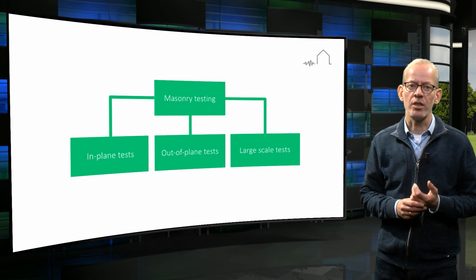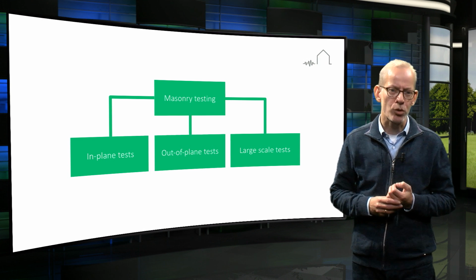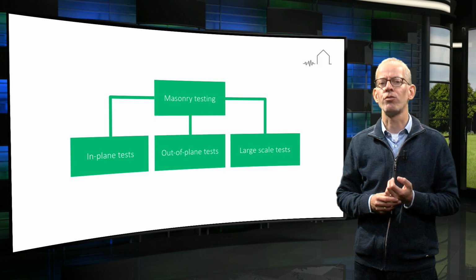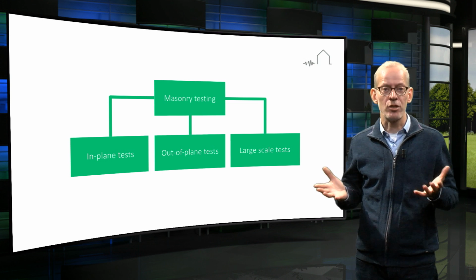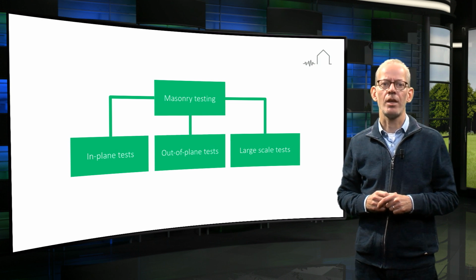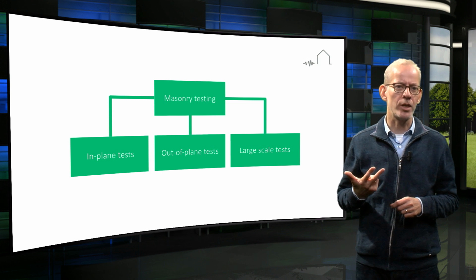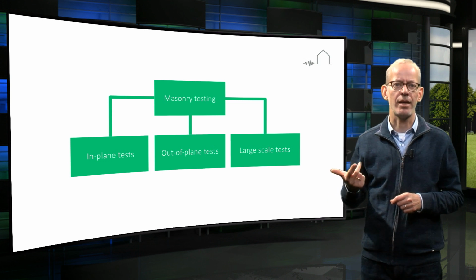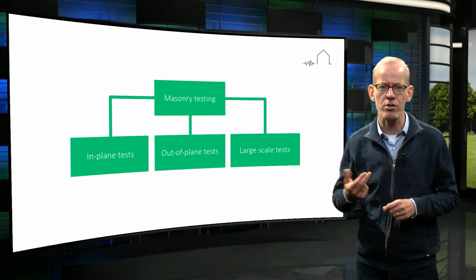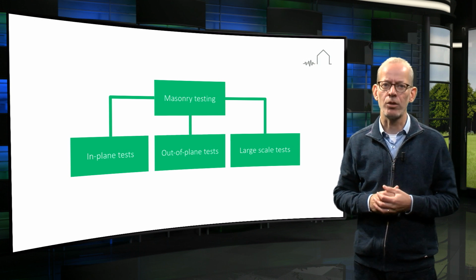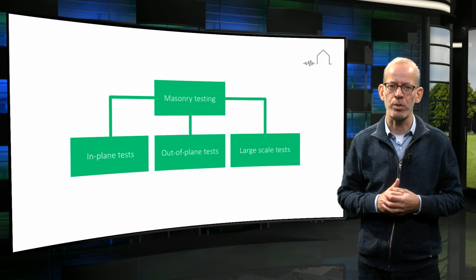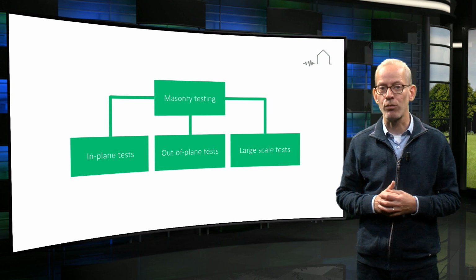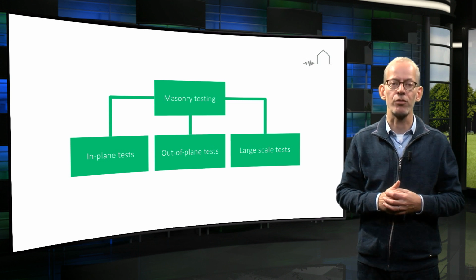Experimental work is needed to determine the material properties and the structural behavior. But how can this be tested in practice? In this lecture we will consider three types of material testing: in-plane, out-of-plane and large-scale tests, and we will have a look at various examples from experiments carried out in the Stevin laboratory of the TU Delft.